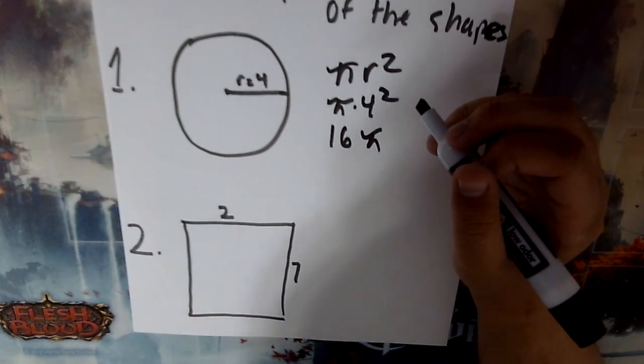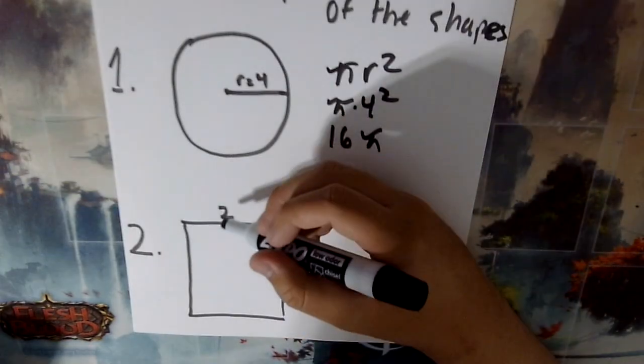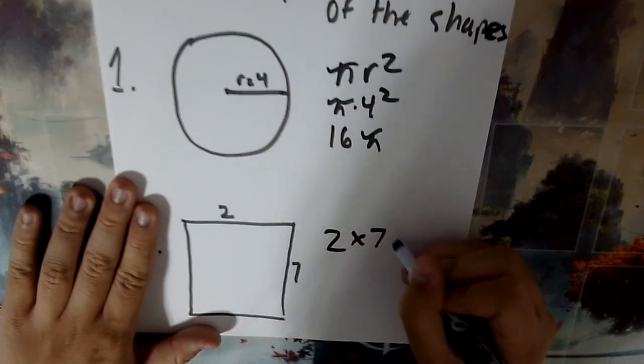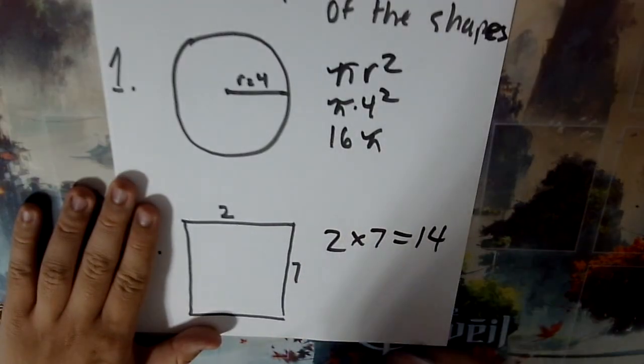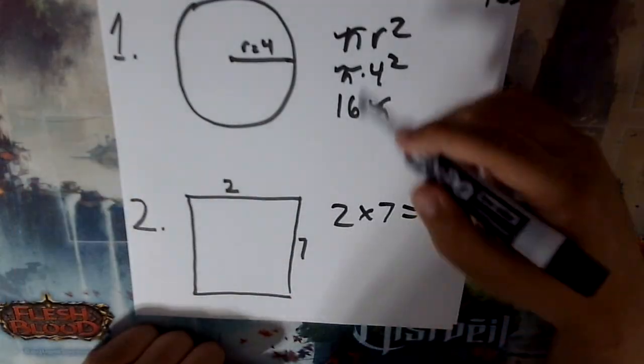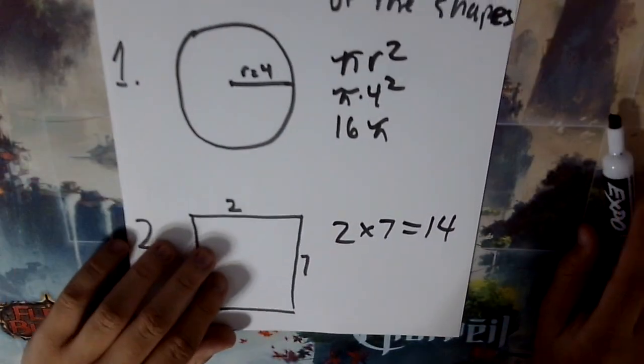And for the square, the way to find area is you multiply your lengths together. You multiply 2 and 7, and 2 times 7 is equal to 14. We're not using units in this one, but if there were units, you just need to write units squared, okay?